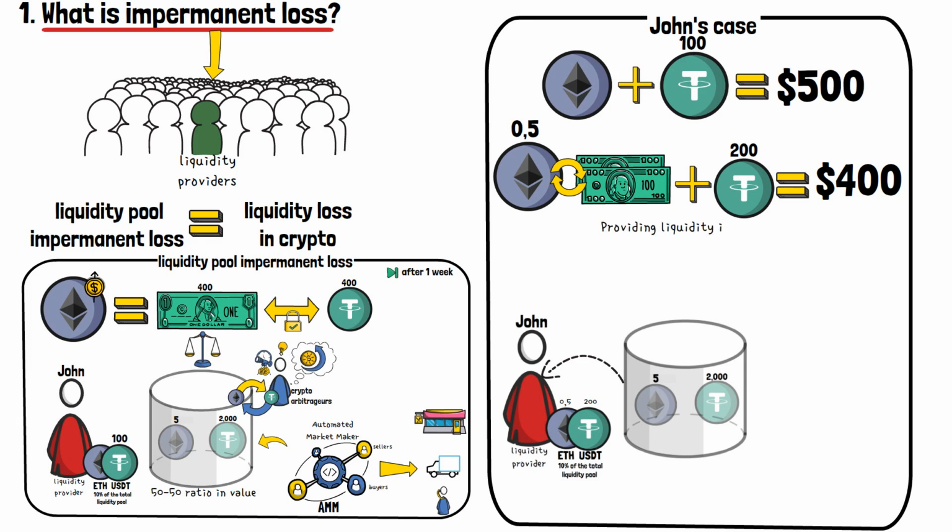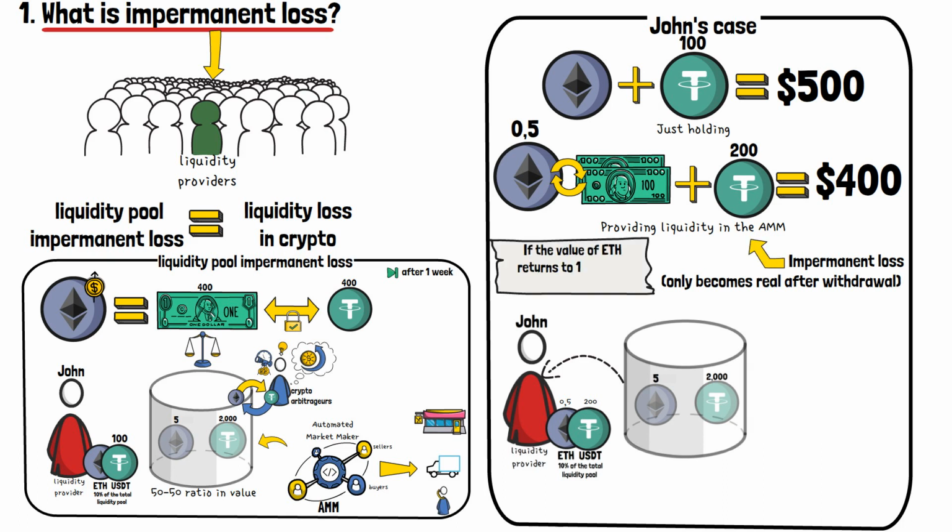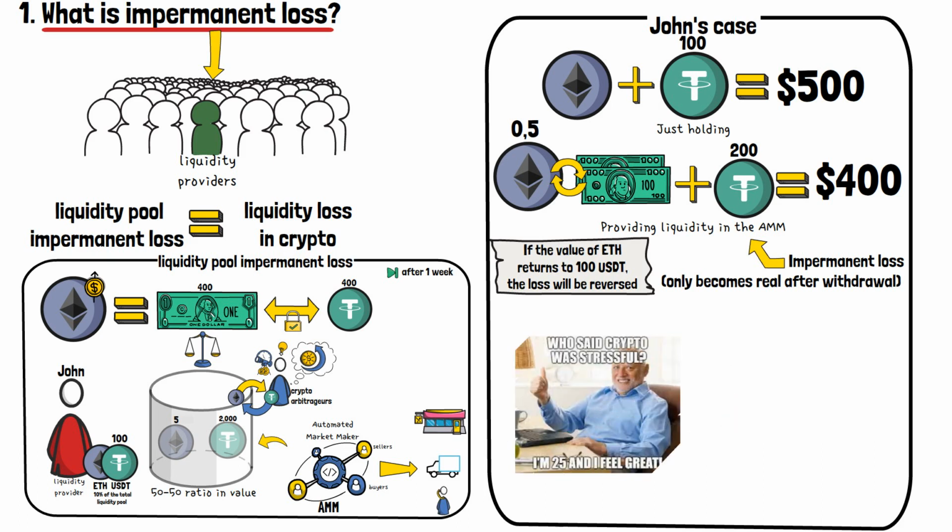By providing liquidity in the automated market maker, John's gains are 50% less than they would have been if he had held his cryptocurrencies and not staked them. This loss is called impermanent because it only becomes real when the liquidity provider withdraws their position. Additionally, if the value of ETH returns to 100 USDT, the loss will be reversed, assuming the liquidity provider hasn't withdrawn their stake. But this is crypto.